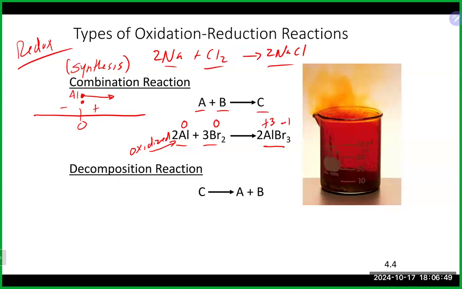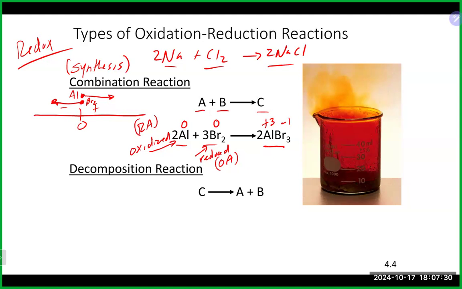The bromine started at 0 and ended at -1, which means it's moving to the left, becoming more negative, and that means that it is being reduced in this case. That would also mean that my reducing agent would be which thing? My reducing agent is the aluminum. It is the thing being oxidized. And the oxidizing agent is the bromine, the thing being reduced in this case. Again, as you can see, the thing being reduced, the thing being oxidized, the oxidizing agent and the reducing agent are all found on the left-hand side of the arrow.